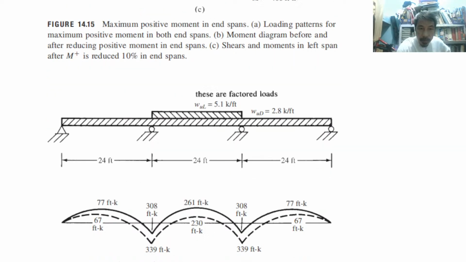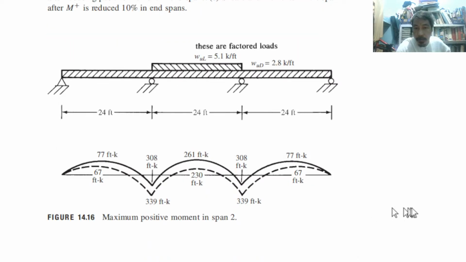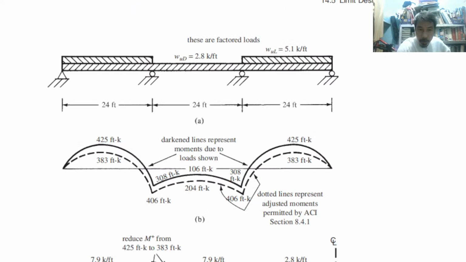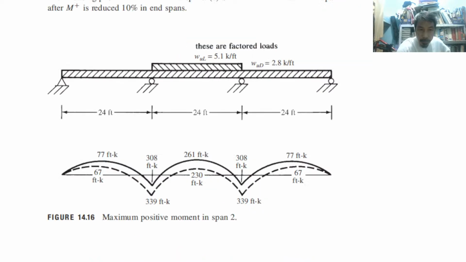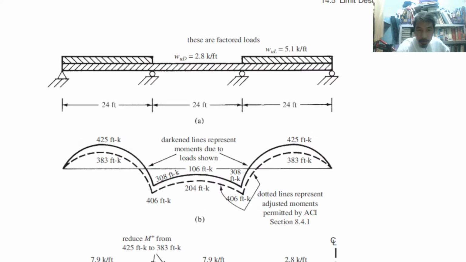Because of that, these are the what? Maximum positive moment in span. If you have the maximum at span number 2, this is what will happen compared to that one. Compared to this, okay? Span 1 and 3. So if the maximum moment is in span 2, this is what will happen. So take note of the difference.